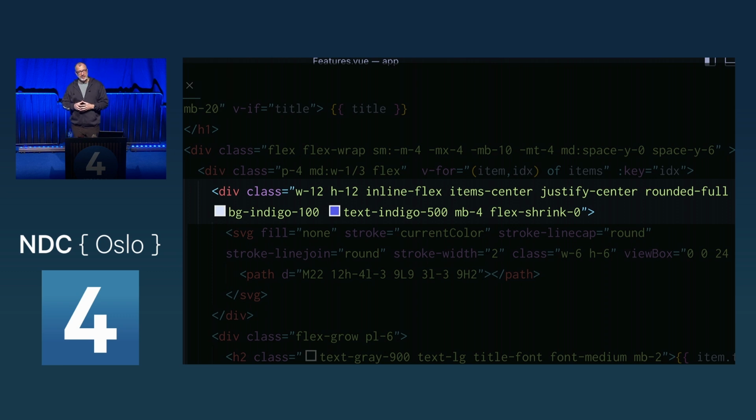If I want my text to be a different color, well, same coloring system. Text, something color, something shade. And finally, we can see margin bottom, MB-4. Bootstrap has picked up a lot of this stuff, so if you work with Bootstrap, you can now see a lot of overlap in this whole utility-first idea.